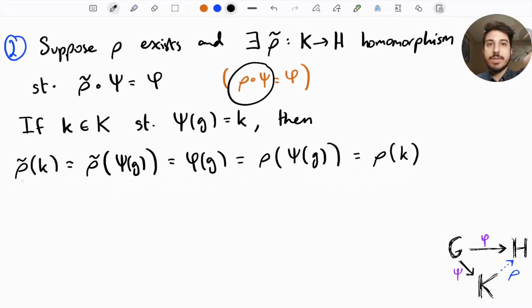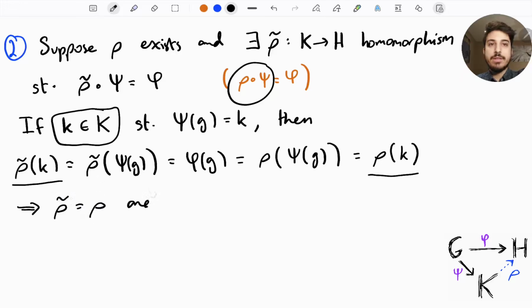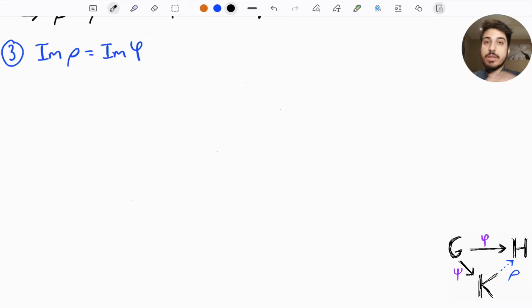So I've just successfully said that rho tilde K is equal to rho K. So it gives the same image for any K in K. Therefore, rho tilde is equal to rho and rho is unique, proving the second part of the theorem. In the third part, I'd like to prove that the image of rho is equal to the image of phi. This is an equality of sets. I'm going to prove it by double inclusion.